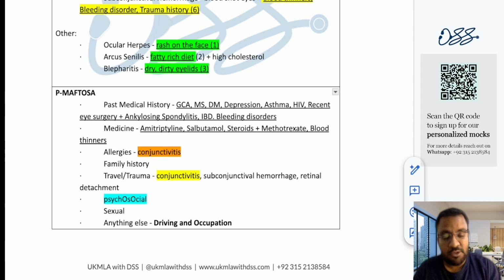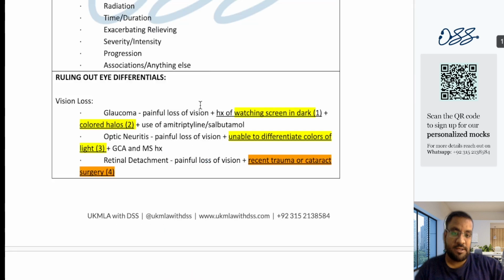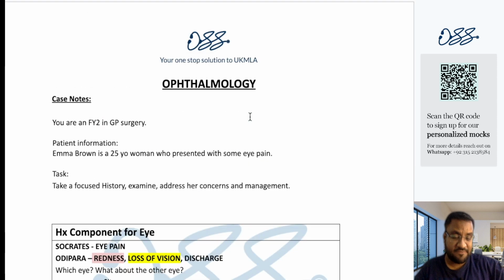So make sure that you're asking about the occupation whenever it comes to eye cases, just like you ask about it whenever somebody comes to you with an ear complaint. That is the right way to go about it, and if you follow this way, you would be able to do your data gathering in a very time efficient, time effective way. And this way there wouldn't be any differential that you miss.